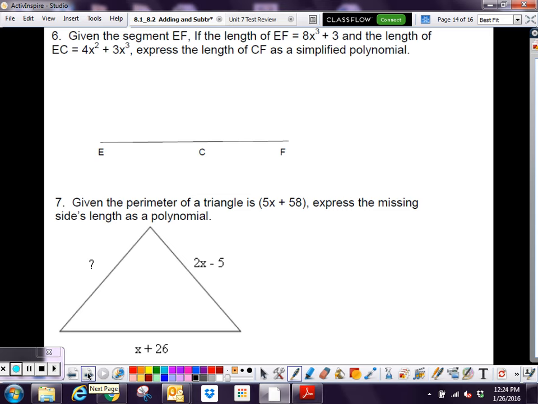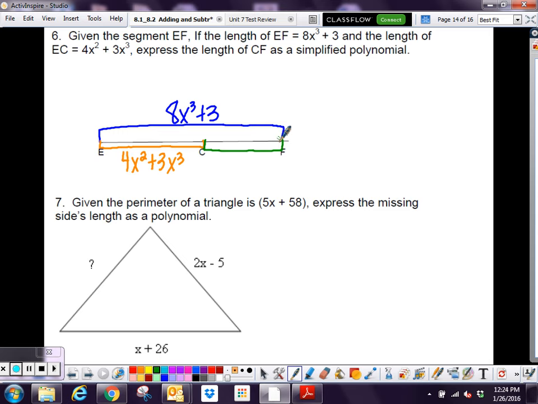All right, number 6. Okay, given the segment EF, if the length of EF is 8x cubed plus 3. All right, here we go. Let's draw what this is saying. So it's saying EF, the whole thing is 8x cubed plus 3. And the length of EC, so this little piece here, just EC is 4x squared plus 3x cubed. And they want us to find the length of CF.